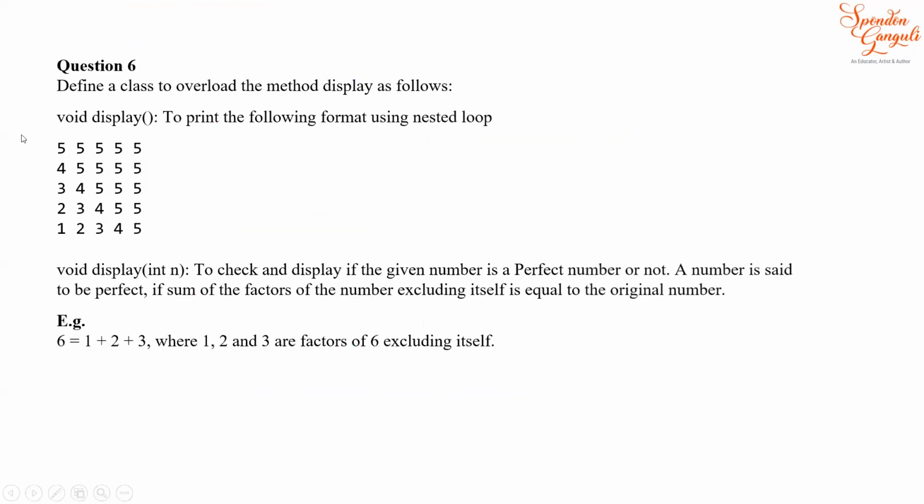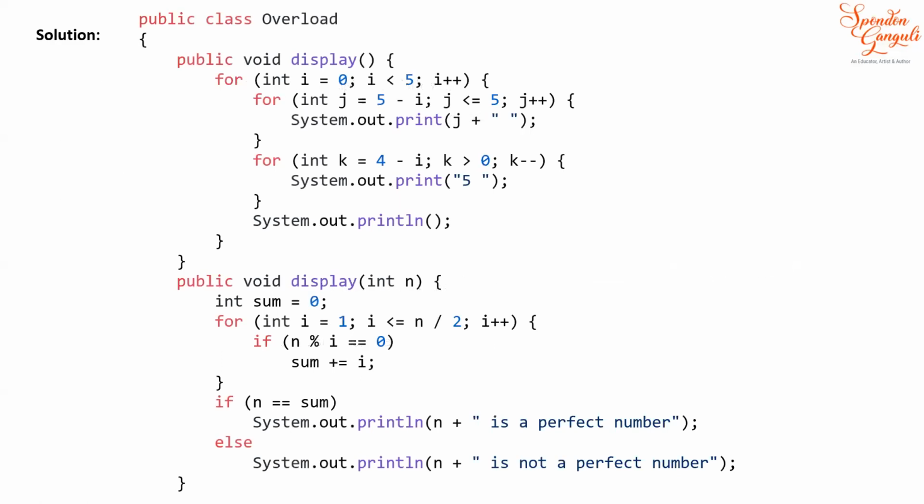Next question. Here you have to overload a method named display. One is displaying a nested pattern. Another one checks whether a number is a perfect number or not. Here we go with the solution. So you can see for the pattern, it is running nested loops, two loops inside one loop. And the display method for the perfect number is also given there.